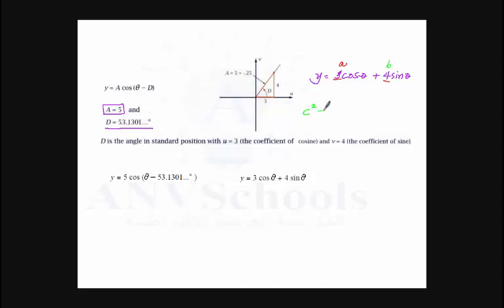So C squared, using the Pythagorean relationship because we have defined a right triangle, is equal to A squared plus B squared. So our C here would be equal to the square root of 3 squared plus 4 squared, and that will give us a value of 5. So the combination property, which combines the two sinusoids, defines a linear combination property.